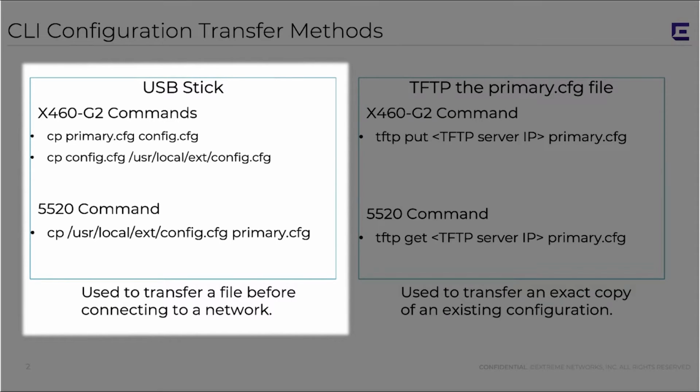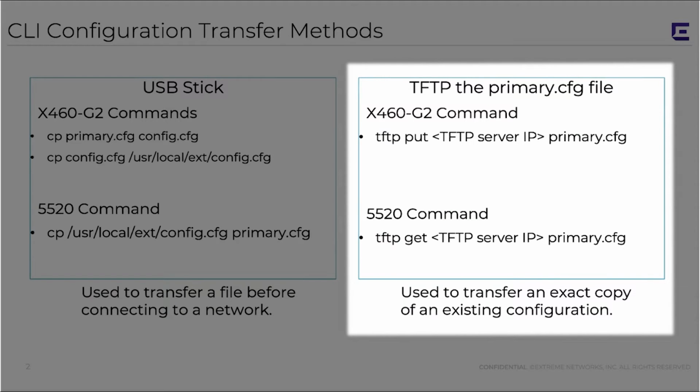The first uses a USB stick, which provides a convenient way to quickly copy a configuration from one device to another before either is connected to a network. The second method uses TFTP to transfer an exact copy of the primary .cfg file over the network to the new device.